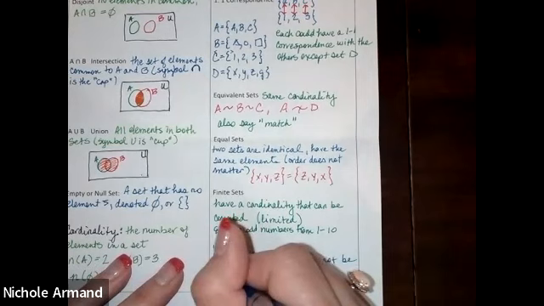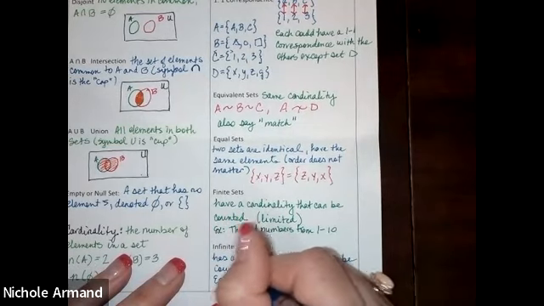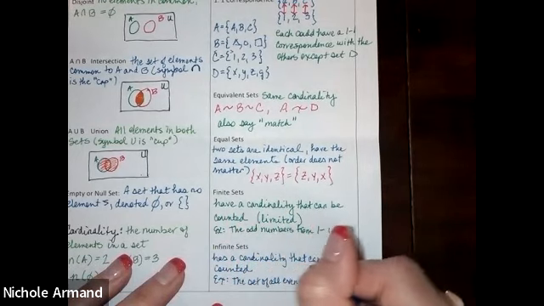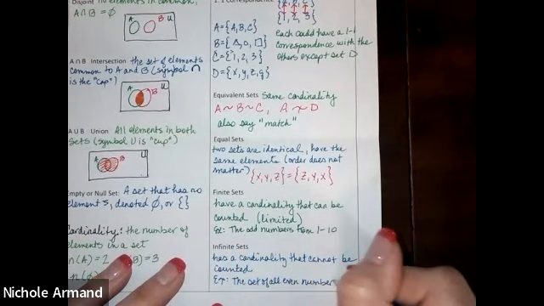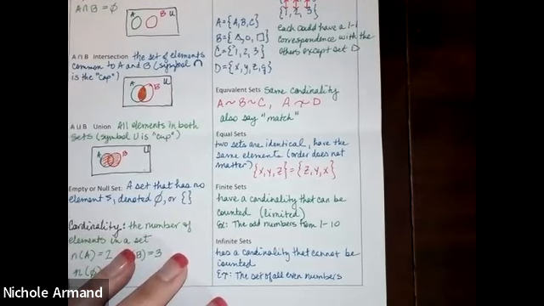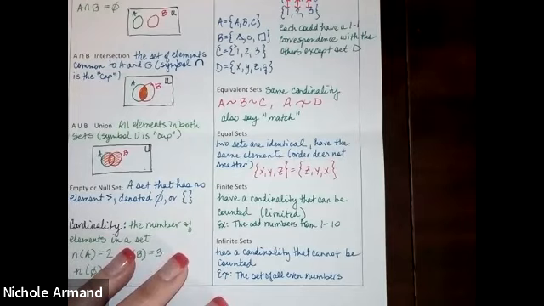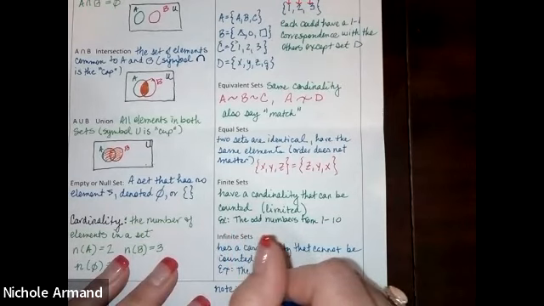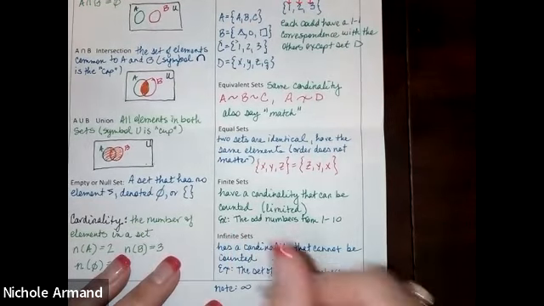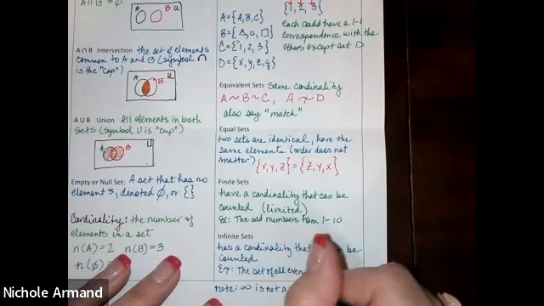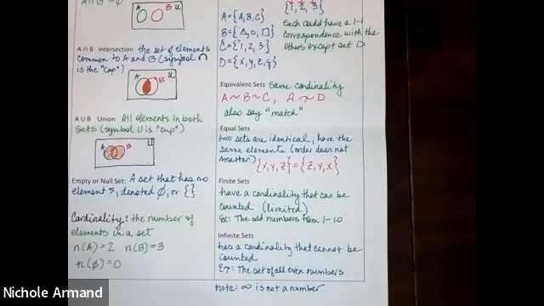So, for example, the set of all even numbers. We cannot count how many even numbers there are because that set is infinite. And just a note, by the way, the symbol infinity, which looks like an 8 on its side, is not a number. The reason is because there's always a bigger infinity.